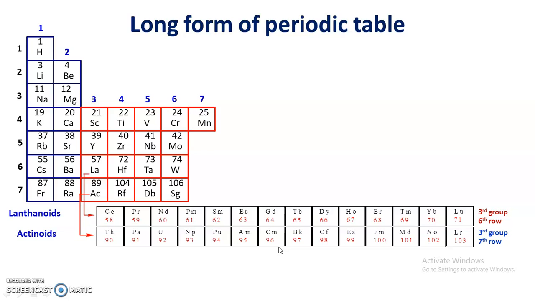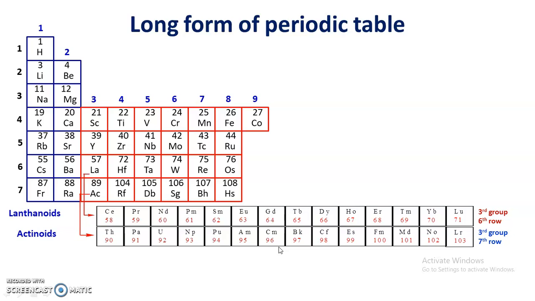Then in the seventh group there are manganese, technetium, rhenium, bohrium. In the eighth group there are iron, ruthenium, osmium and hassium. In the ninth group there are cobalt, rhodium, iridium and meitnerium. Then in the 10th group there are nickel, palladium, platinum, then darmstadtium.